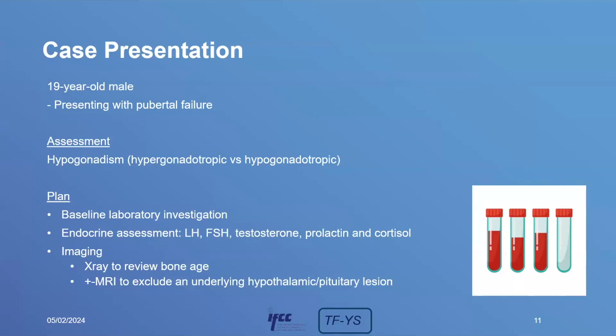And the plan was to perform baseline laboratory investigations to exclude any underlying systemic illnesses, to include in that an endocrine assessment, including luteinizing hormone, follicle stimulating hormone, testosterone, prolactin, and cortisol, as well as imaging to review his bone age, and to consider performing an MRI, depending on what his laboratory investigations were, to assess if there might be a hypothalamic or pituitary lesion.